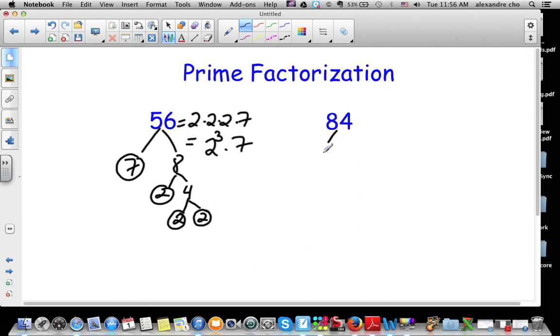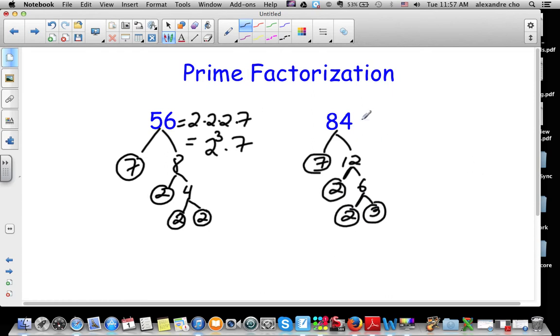Try 84. Think of any 2 factors that multiply to 84. It doesn't matter, you will always get the same answer. So I'll choose 7 and 12. 7 is a prime, I circle. 12 I continue. 12 is 2 and 6. 2 I circle because it's prime. 6 I continue to 2 and 3. 2 is a prime, I circle. 3 is a prime, I circle.